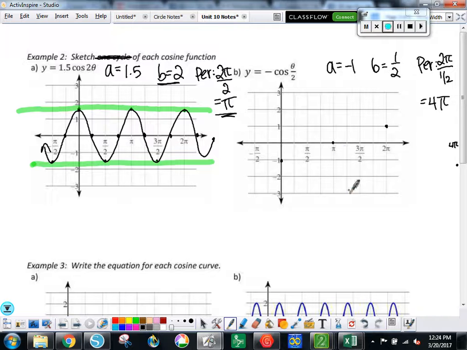0. So again, when b is a fraction, your wave is going to be really loose. What this is saying is that only half of the curve happens between 0 and 2 pi. That's half the curve, right? Because I need to go back down to -1 in order to complete the whole curve. That's what it would look like.